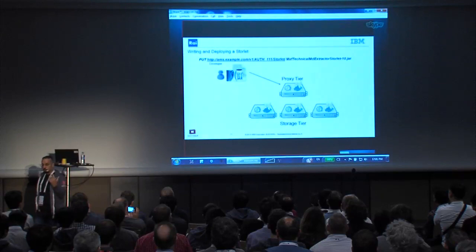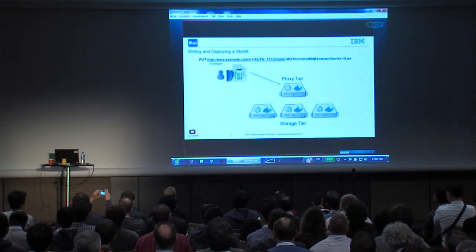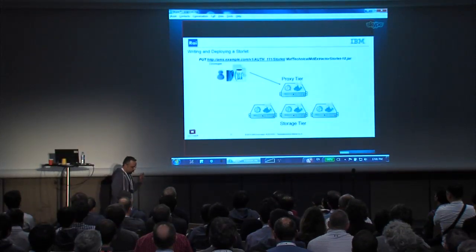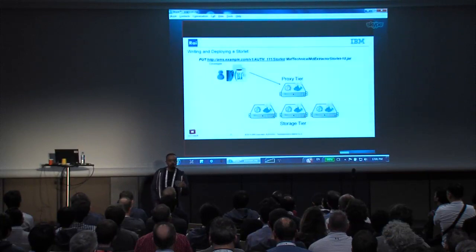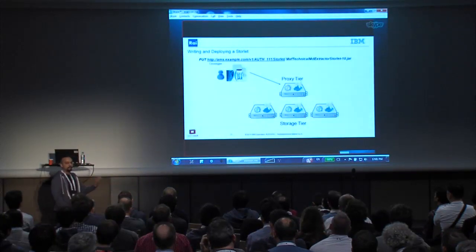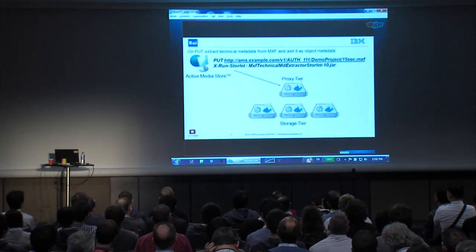This is the storelet that was used in the demo during the ingest mode, where during the upload, it extracted the MXF technical features and placed them as Swift metadata. From there, when the storelet is asked to be executed on a certain node, our middleware will fetch it from there and execute it inside the Docker container. We'll see that in a minute. So let's move on to the next part. This was writing and deploying a storelet.